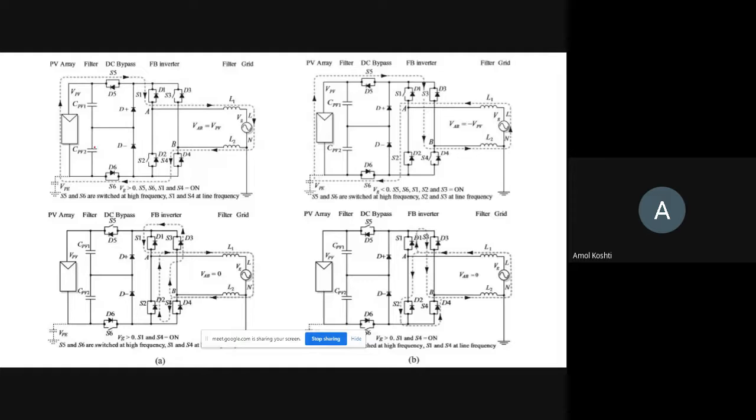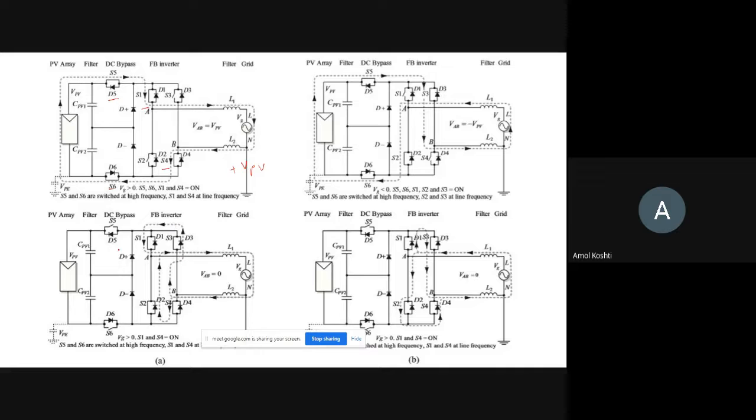So again, see the switching of this. S5 is initially turned on, then S1 is turned on, then it will come to this grid. From grid, it will come to this S4 and S6. Here the positive half is produced, or we can say here VPV is produced.